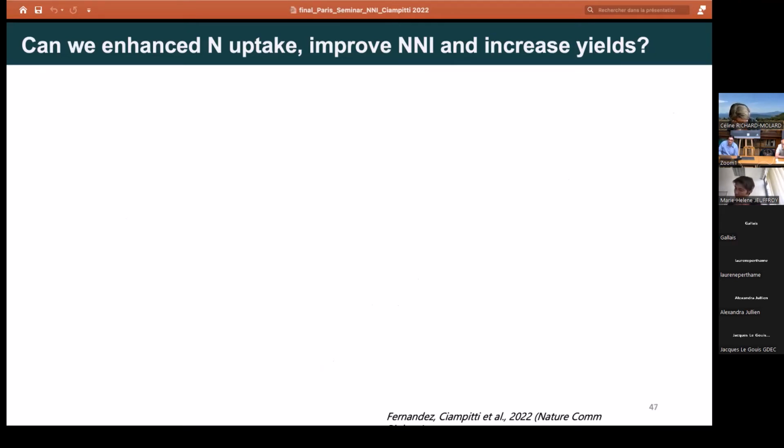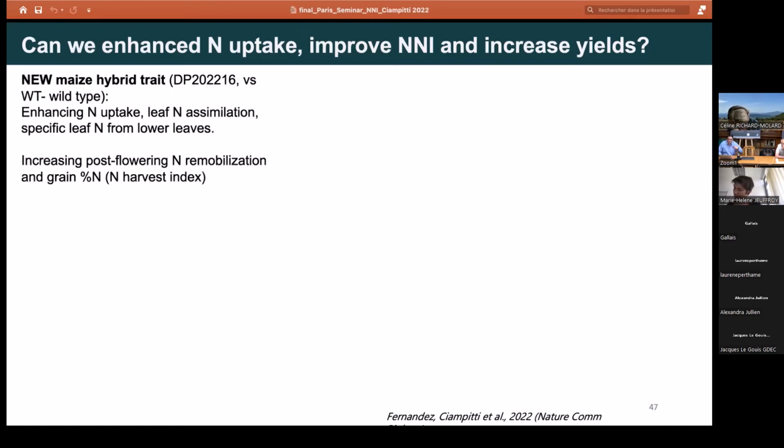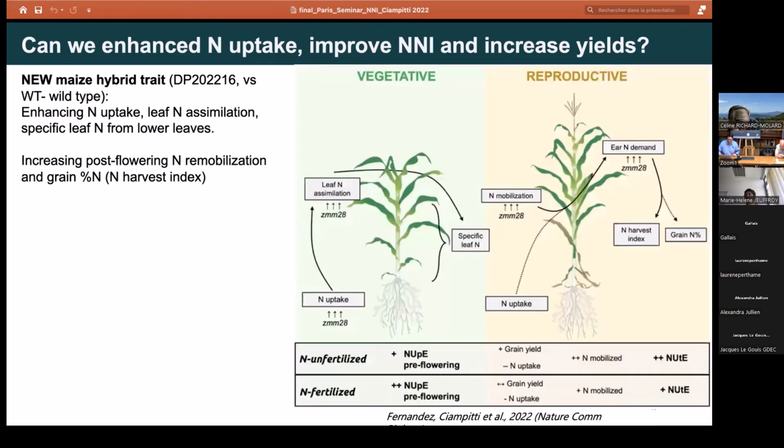So the question is, is this the right path for increasing yields? And what we are seeing is we are increasing the uptake, increasing the assimilation of that nitrogen in leaves. Because now what we did is that we changed the amount of nitrogen per unit of leaf tissue in the lower part of the canopy. So we basically use that lower part of the canopy as a reservoir of nitrogen.